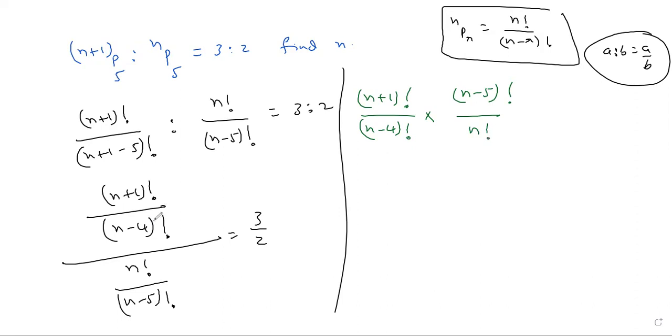Okay, basic logic is equal to what? 3 by 2. Now observe this step. How to write N plus 1 factorial? Decreasing order. First N plus 1, next is N. You can write factorial here. Here also, first N minus 4 in decreasing order. Decreasing order means go with minus 1. N minus 4 minus 1, which is N minus 5.